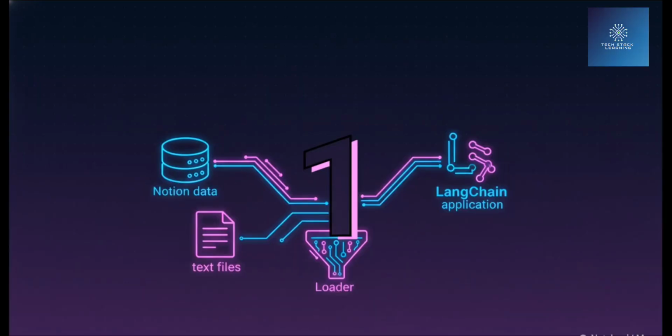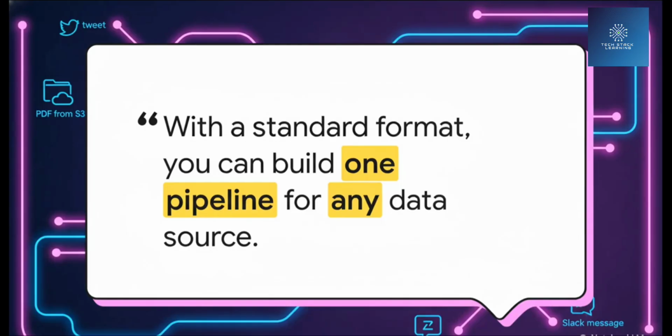And this right here, this is the whole key. It just doesn't matter if your data came from a super complex Notion database or a plain old text file. Once it goes through a loader, it looks exactly the same to the rest of your LangChain application. So the crucial point is this: because you have this standard format, you don't need to write custom code for every single data source you have. You can build one single elegant pipeline to process your data, and it will work whether you feed it a Reddit post, a PDF from S3, or a Slack message.